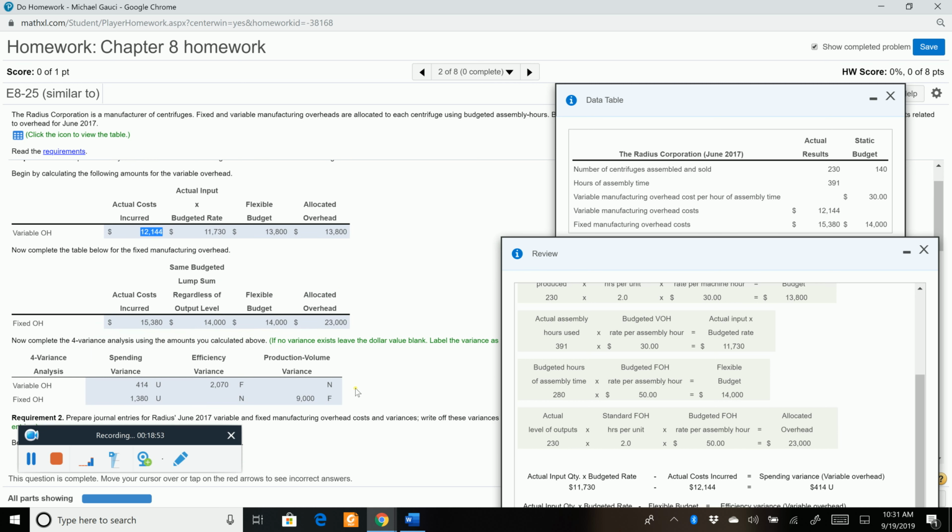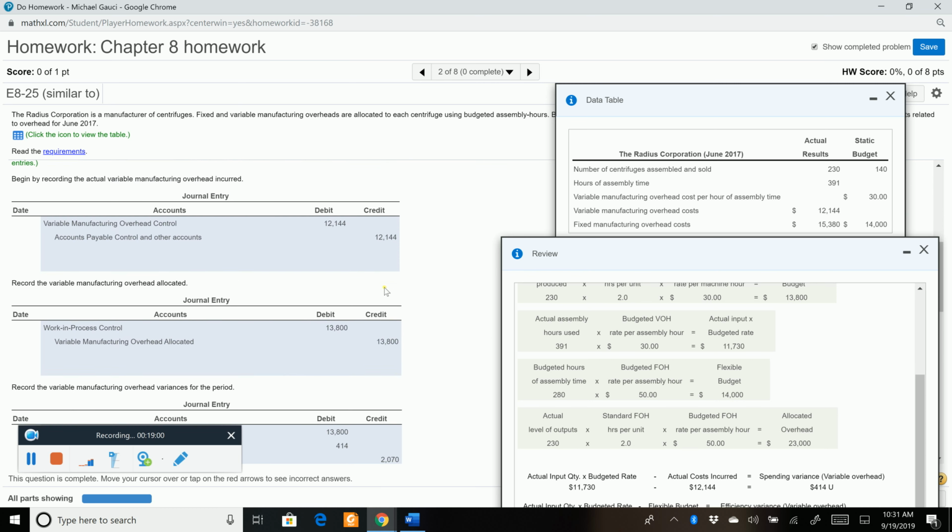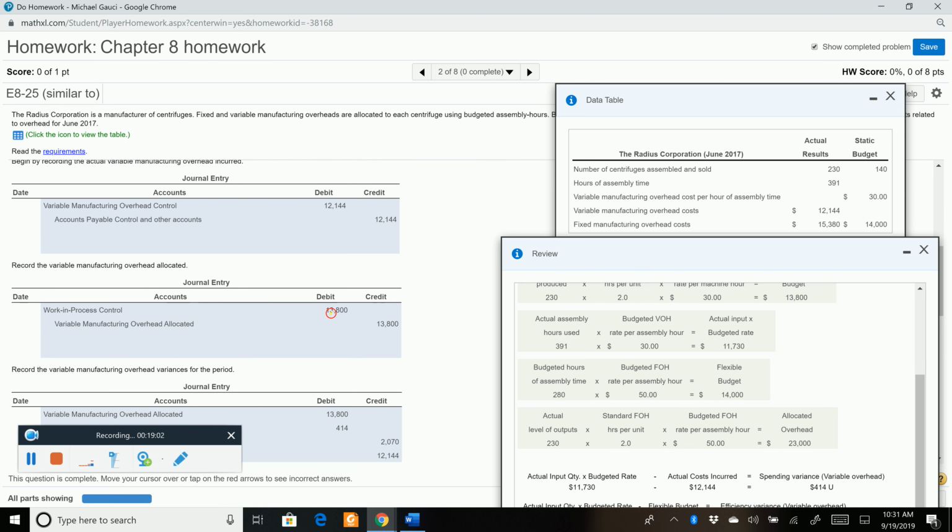All right, and now what do we have here? The amount that we're allocating, our flex budget, $13,800. And so that $13,800 is the amount that is going to be applied to the units that we are making. That is going to go into the WIP account with a debit, and we will credit the variable overhead allocated account.